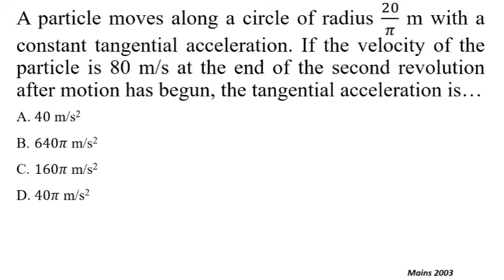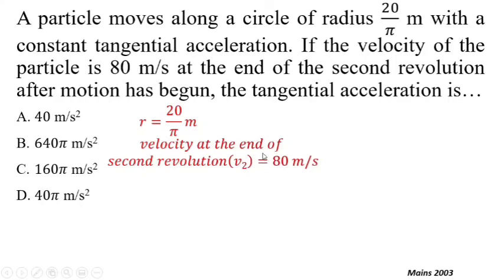Next problem, a particle moves along a circle of radius 20 by pi meters with a constant tangential acceleration. That means this is the case of tangential acceleration and the radius is given. So r equal to 20 by pi meters, that is radius. In the next statement it is given that the velocity of the particle is 80 meter per second at the end of the second revolution after motion has begun. So velocity at the end of the second revolution is 80 meter per second.